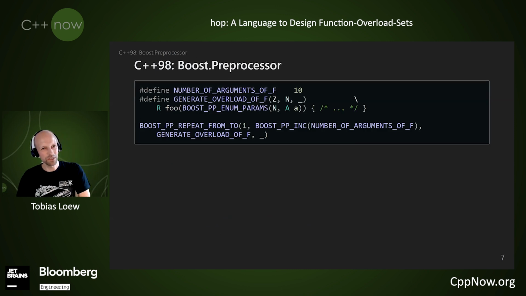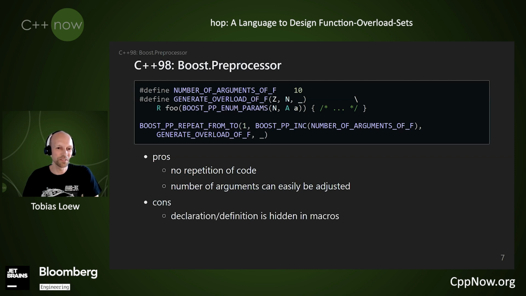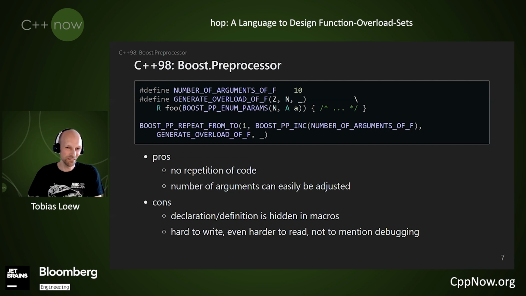But with C++98, we could also use the Boost preprocessor. So we can write a preprocessor macro for that. The pros: we don't have repetition of code, at least not in our source code. The number of arguments can easily be adjusted. But the cons are, the declaration and the definition of the function is hidden within the macro. This is quite hard to write, and it's even harder to read. And we don't want to talk about debugging at all, because it's a one-liner and debuggers usually step in terms of lines.